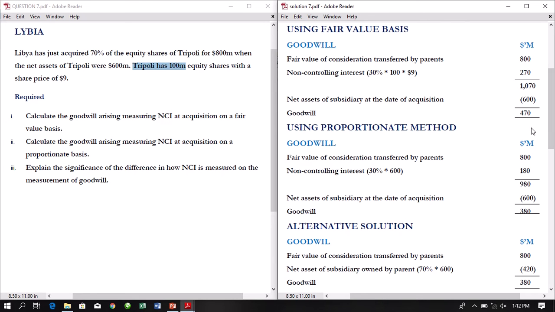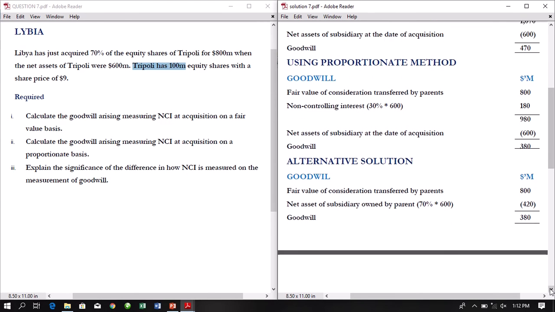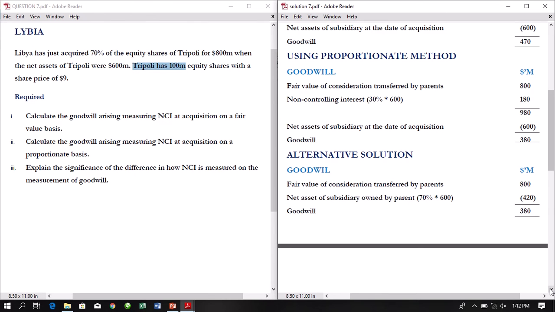But if you come here that we have 470, this goodwill belongs to both the parent company and the non-controlling interest. If there is any impairment when you are using fair value basis, automatically that impairment will be suffered by both parent and NCI. Now, let us see if this is actually true. We said this 380 belongs to only the parent company. Let us prove it again using this alternative solution. In my alternative solution here, whenever the examiner tells you to use the proportionate method, you can actually get your goodwill using this short form.